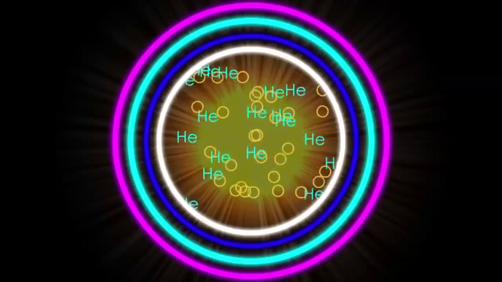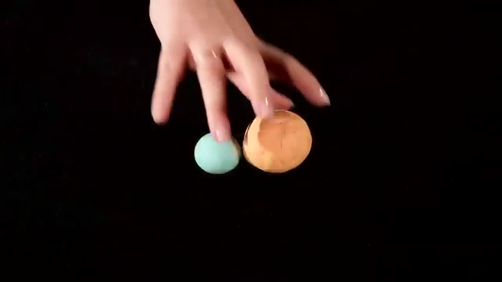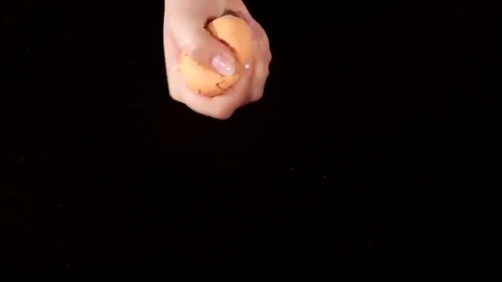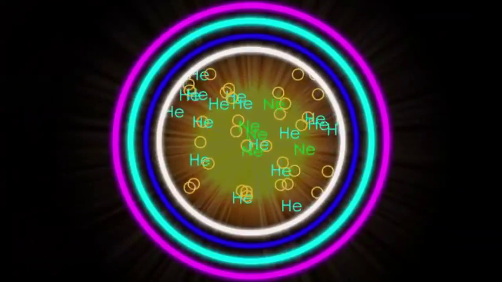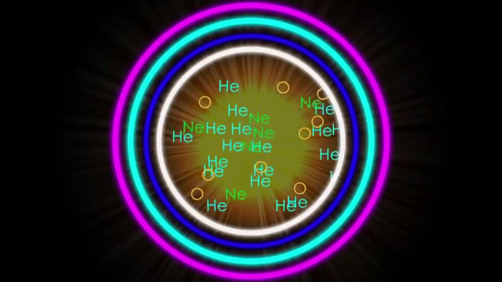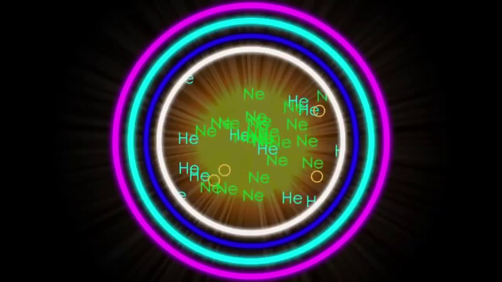Helium and oxygen start to fuse into neon. So we squish a blue helium atom and an orange oxygen atom, and swap that out for a tennis ball that represents neon. Depending on the size of the star, this process can continue through the periodic table up to the point where iron is formed.